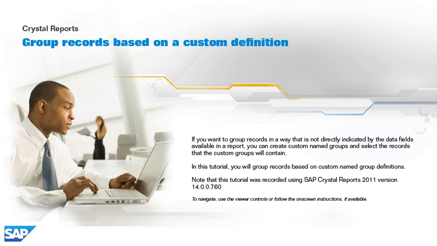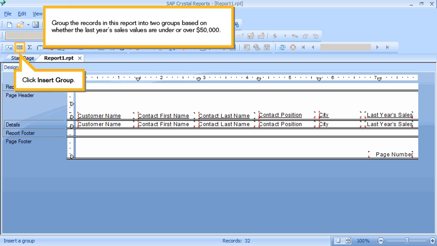14.0.0.760. To navigate, use the viewer controls or follow the on-screen instructions, if available. Group the records in this report into two groups, based on whether the last year's sales values are under or over $50,000. Click Insert Group.